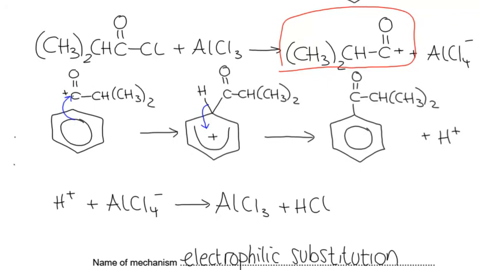The middle step is called electrophilic substitution because an electrophile accepts a pair of electrons and it swaps its place for that hydrogen. Electrophilic substitution.